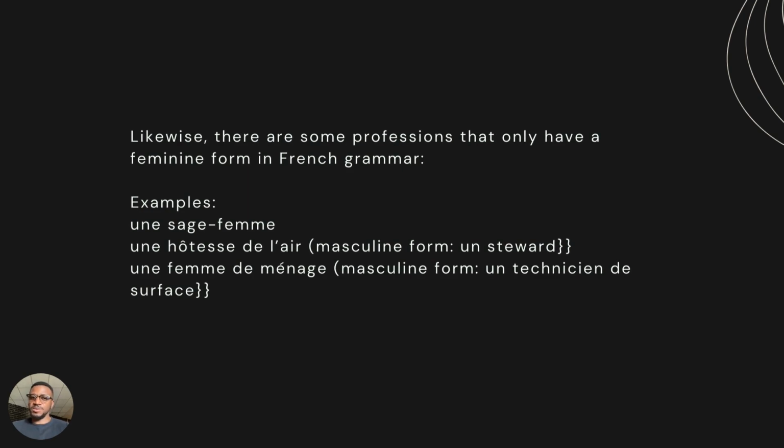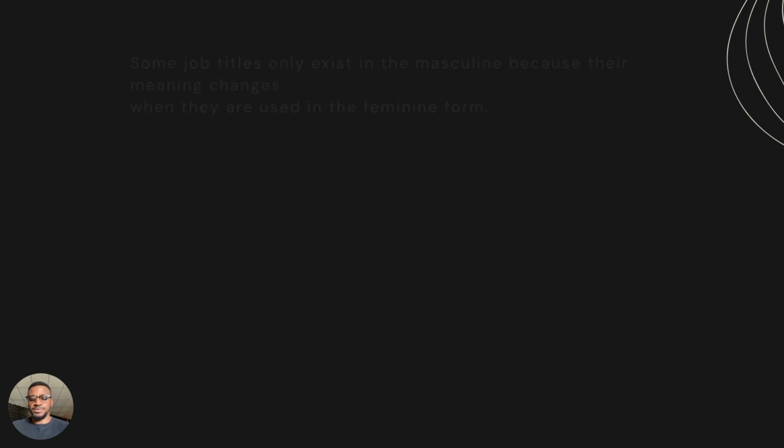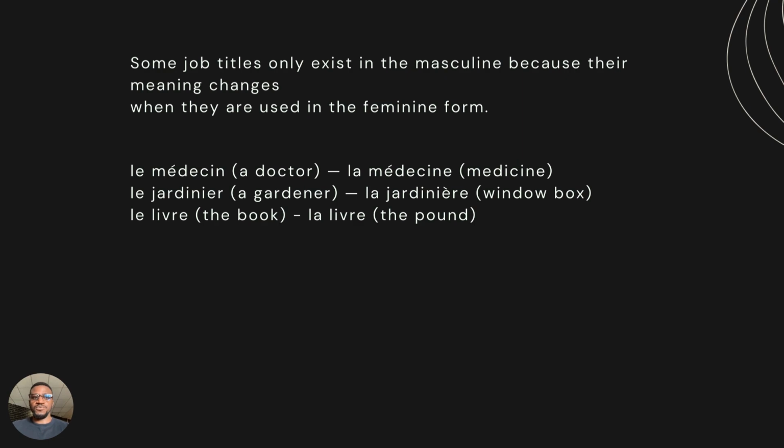And then likewise, some professions only have the feminine form. So you have une sage-femme, une hôtesse de l'air, that's a steward, une femme de ménage. And moving on, some job titles only exist in the masculine because the meaning changes when they're used in the feminine form. Example is le médecin, meaning a doctor, but the moment we say la médecine, it's not referring to medicine. Same as le jardinier, a gardener, but if we say la jardinière, it's now referring to something else, which is a window box.